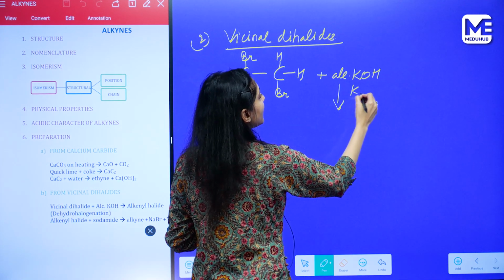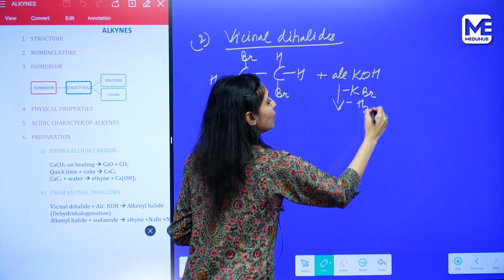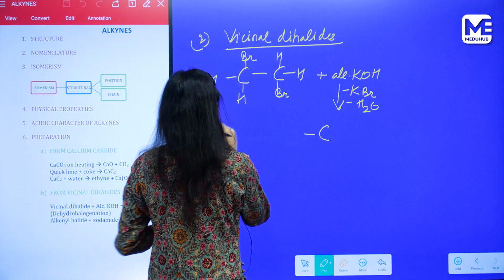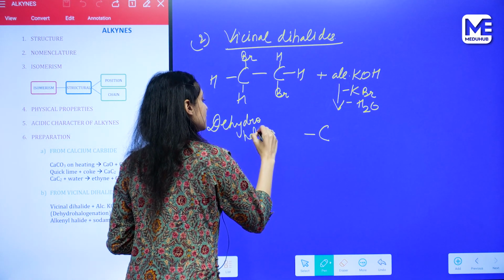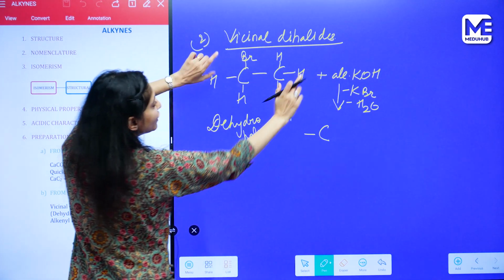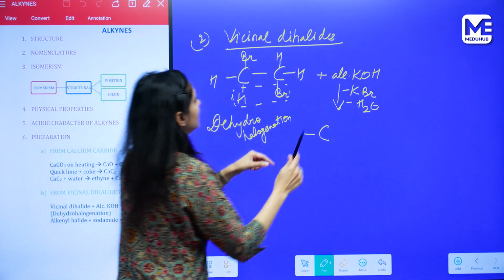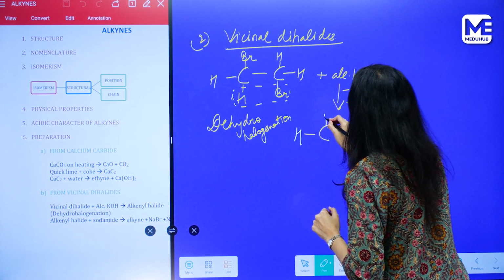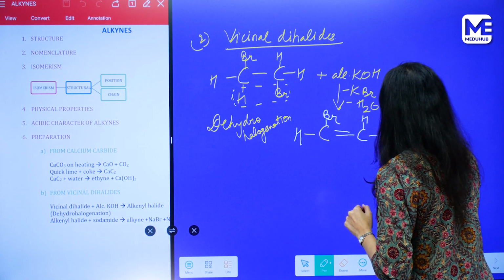A molecule of KBr is ejected, water is ejected, and dehydrohalogenation takes place. Dehydrohalogenation from this molecule takes place. So let's say this hydrogen and this bromine is removed and we will get CHBr double bond CH2.